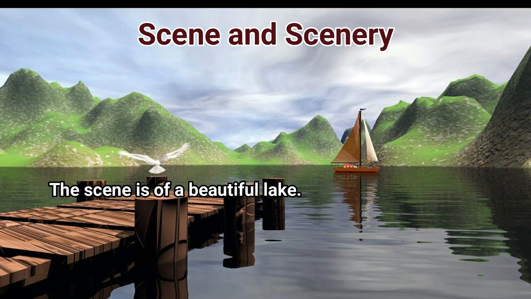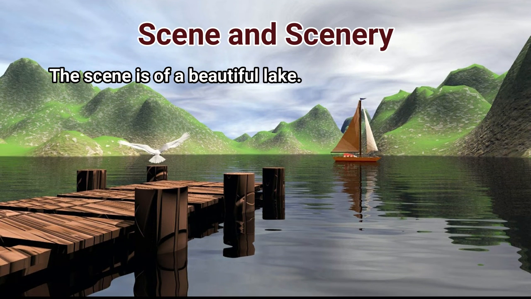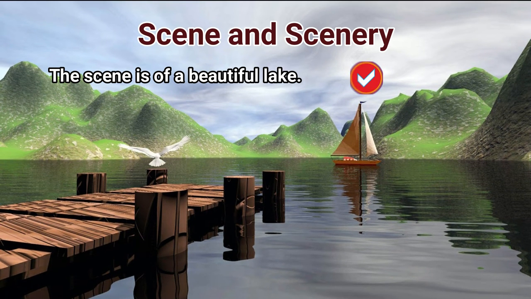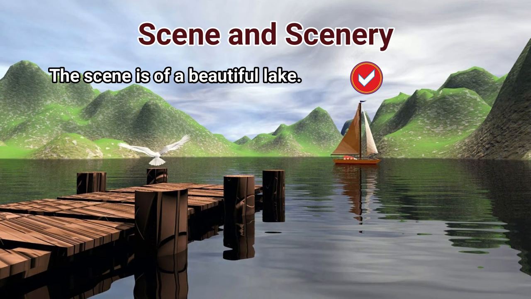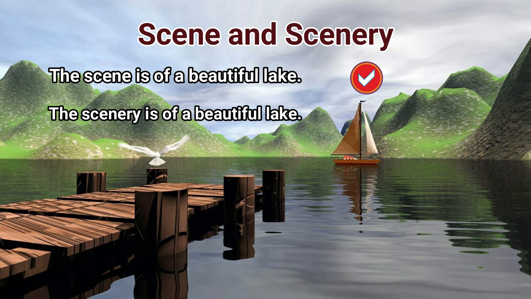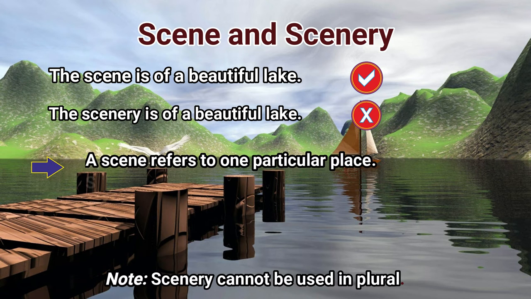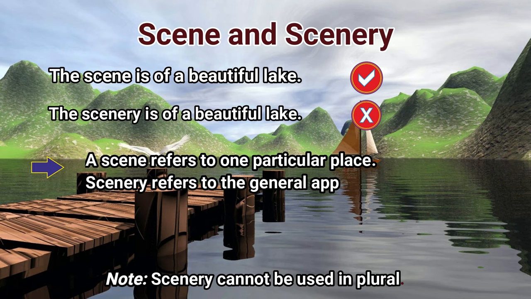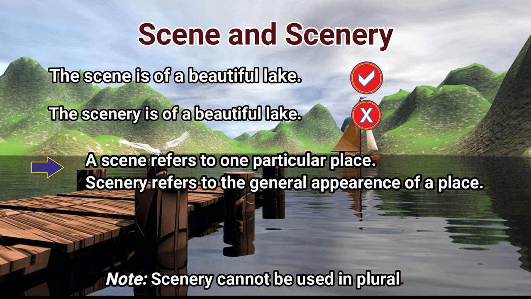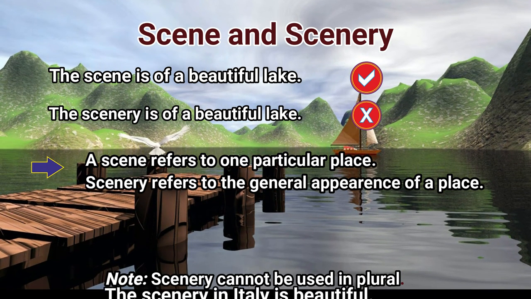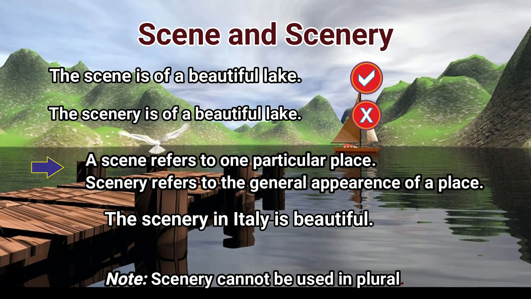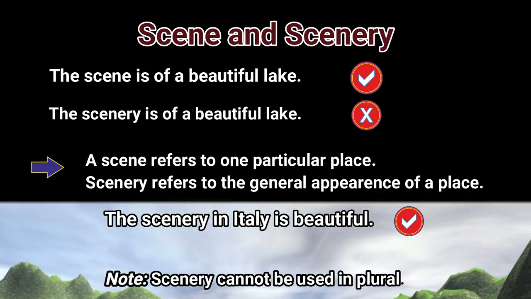And we often interchange scene with scenery. The scene is of a beautiful lake. Is correct. We should never say the scenery is of a beautiful lake. Scene refers to one particular place, while scenery refers to the general appearance. When we talk about the general appearance of a place, we call it scenery. For example, the scenery in Italy is beautiful.